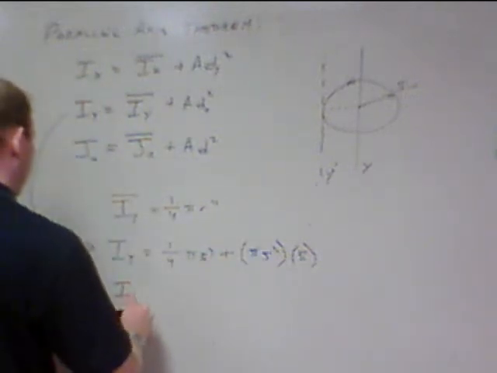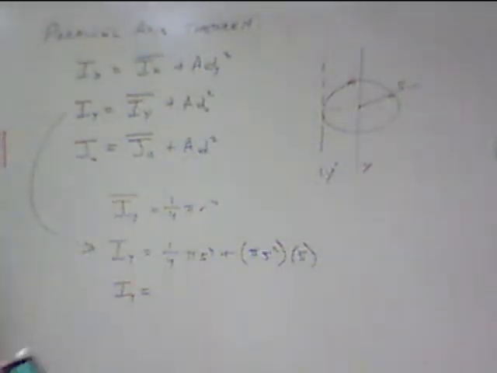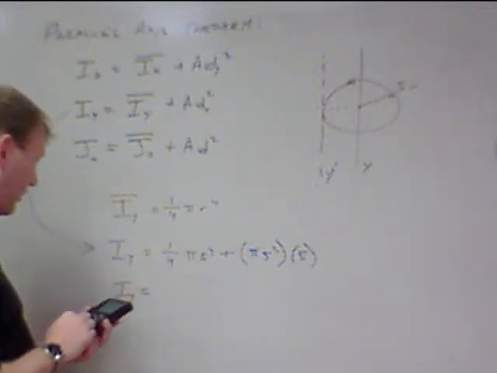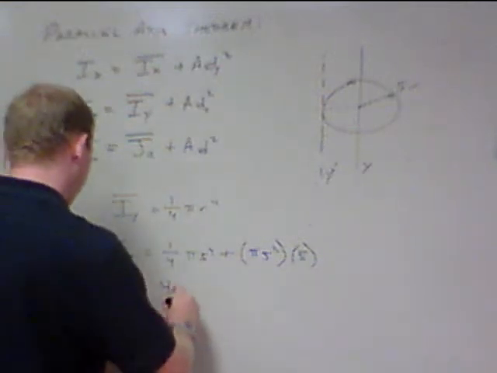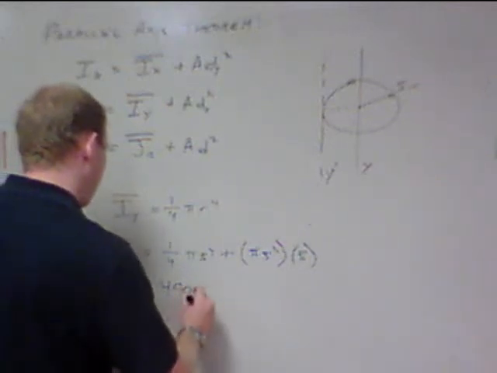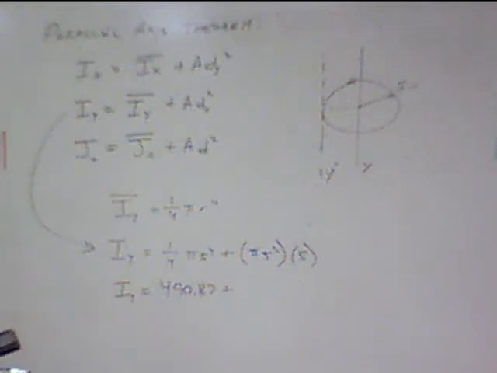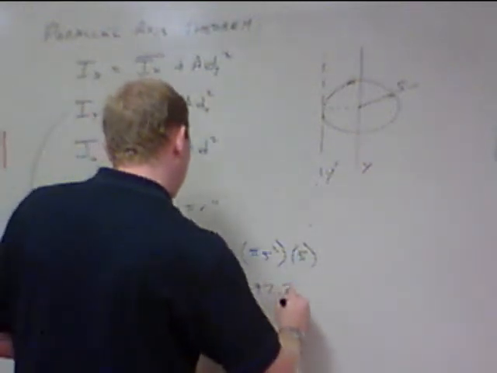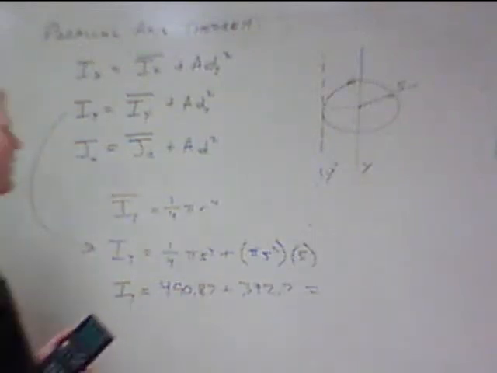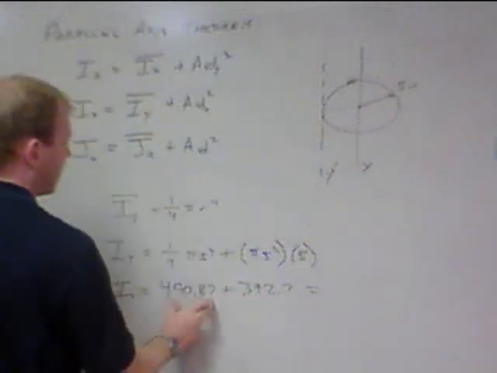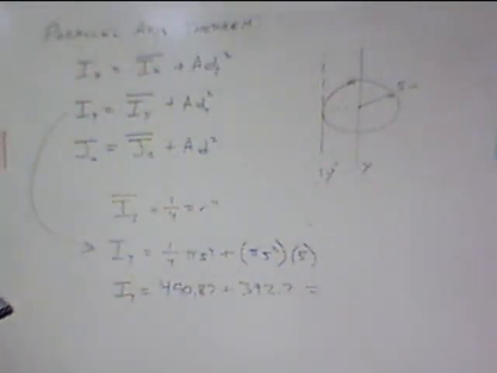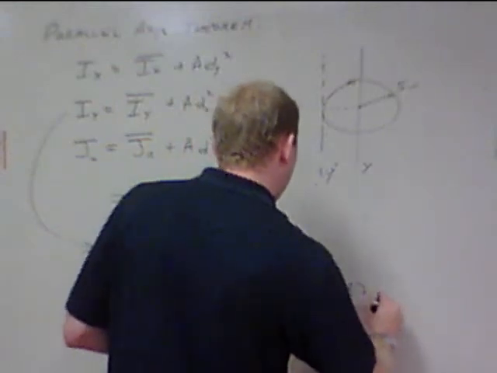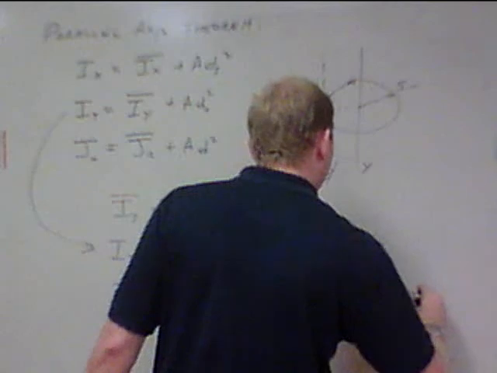I can solve this very quickly here. 5 to the 4th times pi divided by 4. So the moment of inertia about the centroid is 490.87, plus 5 squared is 25, times 5 is 125, times pi is 392.7. Total moment of inertia about the endpoint. Okay, notice that, again, moment of inertia about the centroid is going to be less than any other value. This ends up being 883.57.